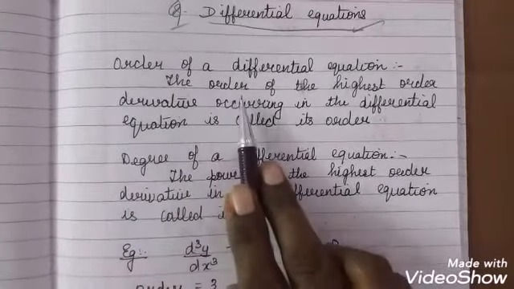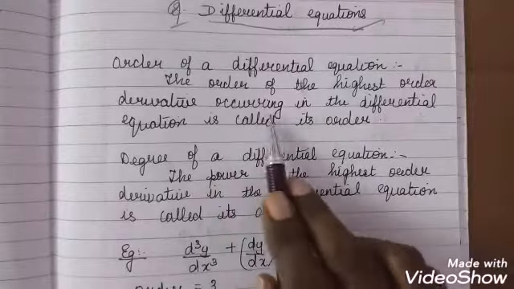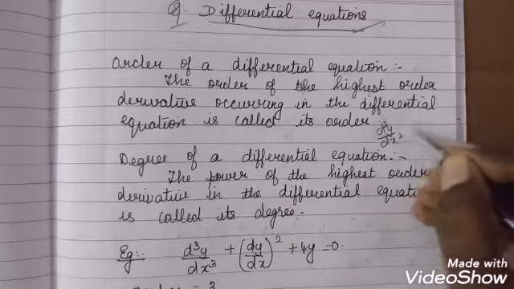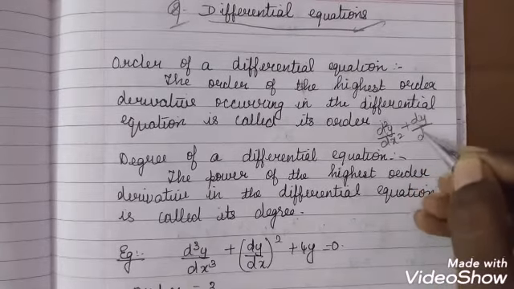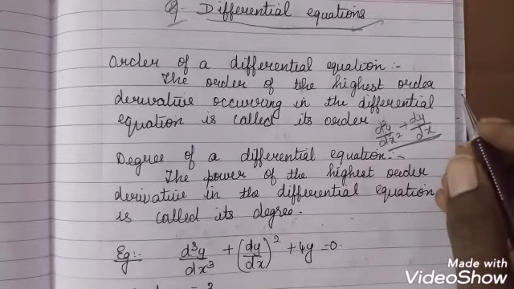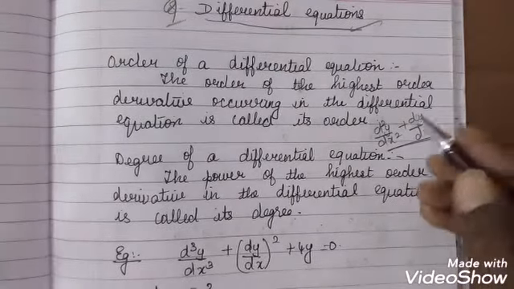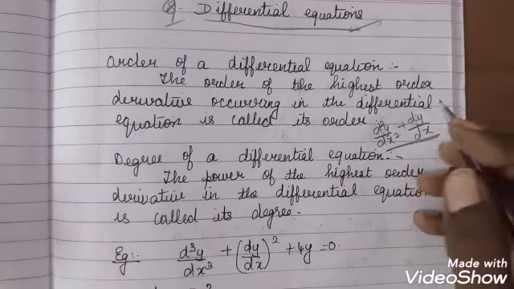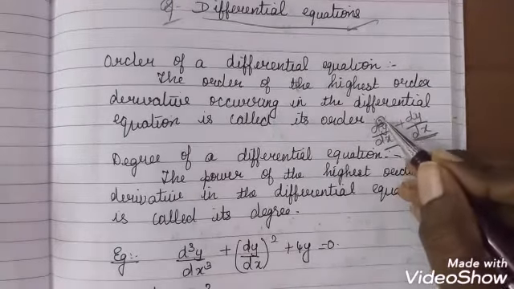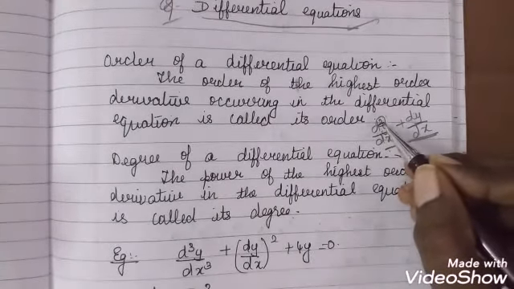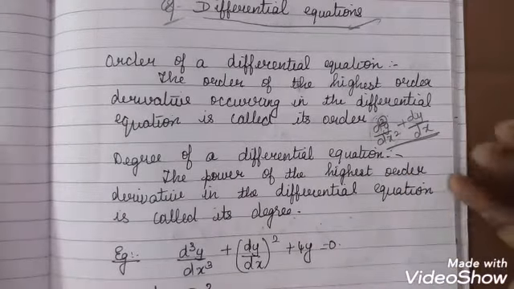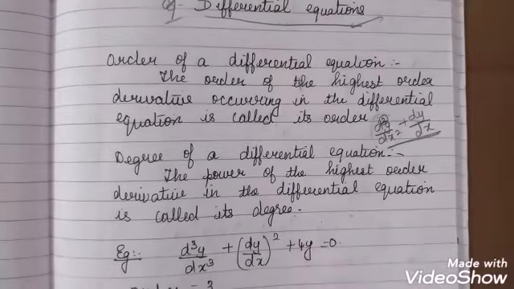The order is nothing but the order of the highest order derivative. For example, if I have an equation like d squared y by dx squared plus dy by dx, this is an example of a differential equation. So what's a differential equation? It's nothing but an equation which involves only derivatives. That only we call a differential equation. So here in this case, what is the order you get? It's of second order. So which is the highest order you get here? It's nothing but 2. So what is the order of this differential equation? It's equal to 2. This is how you find the order of a differential equation.